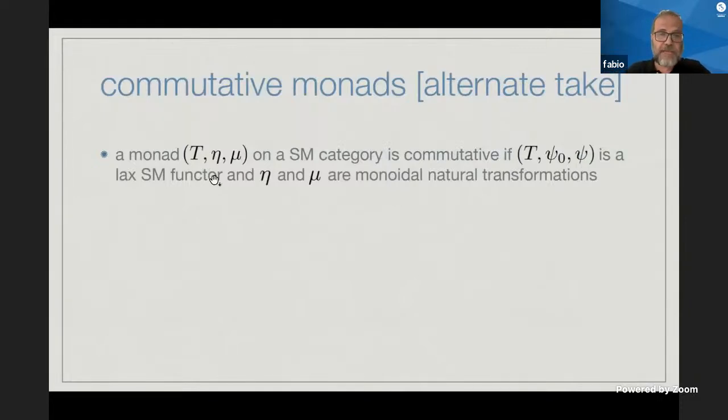A monad like this on a symmetric monoidal category is commutative if T is a lax symmetric monoidal functor, and eta and mu are monoidal natural transformations. The two definitions are completely equivalent, and this is folklore. But it's more convenient for me to present it like this.